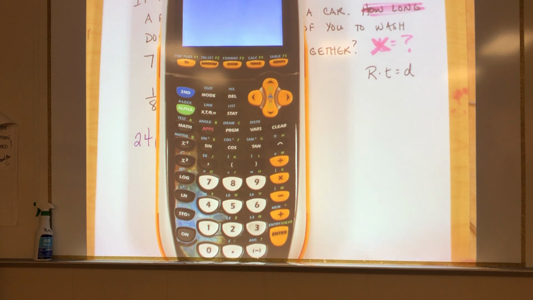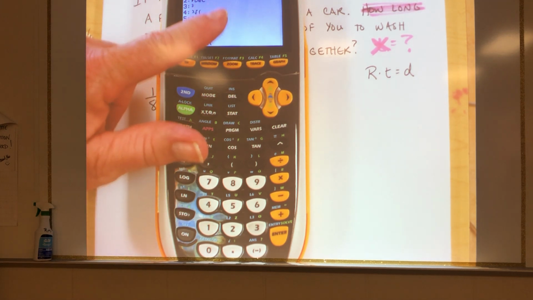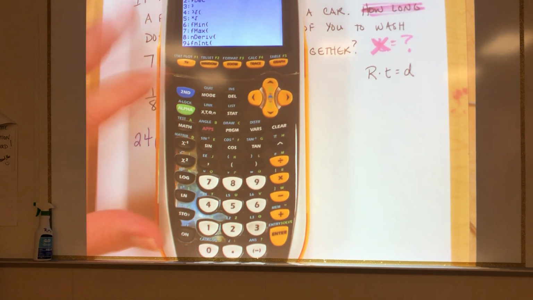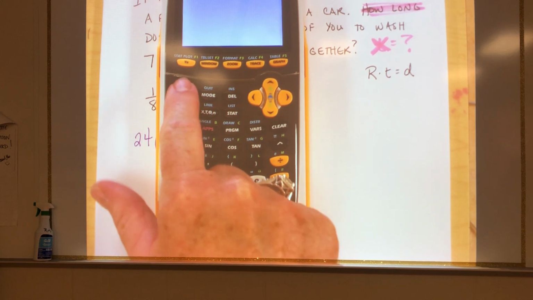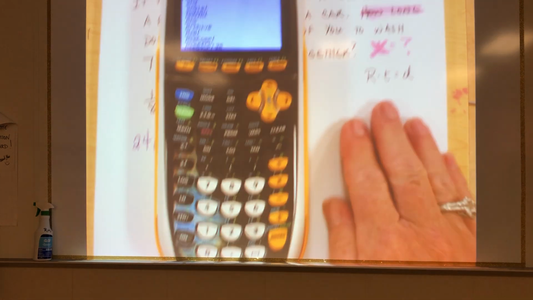There's probably a lot of different ways you could do it. You could press the math button and go over to the right to numbers and go down and find it. But I can't ever remember all that, so I like this one down here. Do you see that word, catalog? That is everything this calculator will do, in alphabetical order, so it's easy for me to find stuff. It's blue, so I press the blue button, second and zero, which is second catalog.